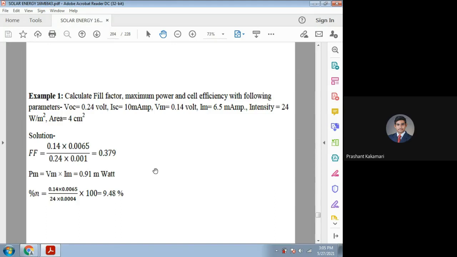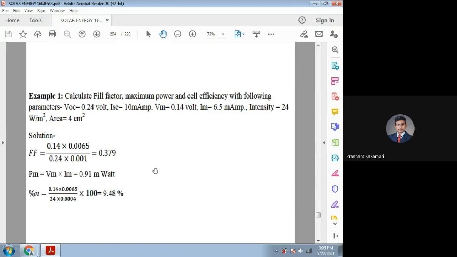The open circuit voltage is given as 0.24 volts. Short circuit current ISC is also given, 10 milliamperes. Maximum voltage is also given, 0.14 volts, and maximum current is also given. Maximum current and voltage will tell us the maximum power. So that is given: VM or VMP is 0.14 volts and IMP is 6.5 milliamperes.